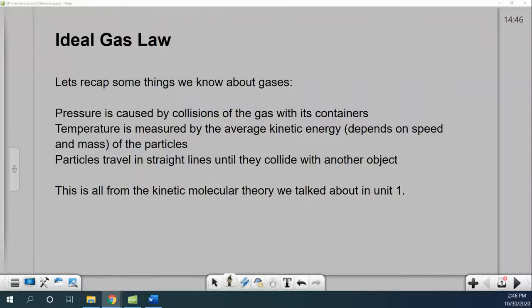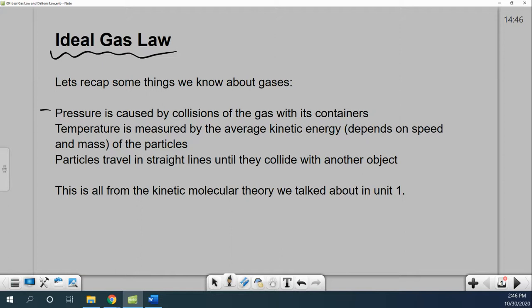Hey guys, welcome back to another gas laws video, and this is going to be a fun one because this is the last one. This is the end of our unit, guys. We've covered all the gas law stuff, and so today we're going to talk about two things, but the first one is our ideal gas law. So first, start off, let's recap some things that we know.